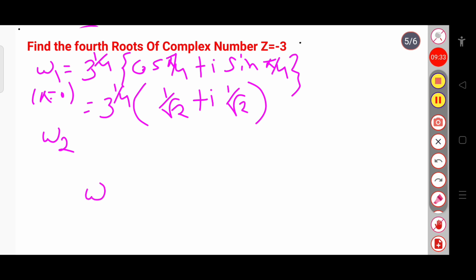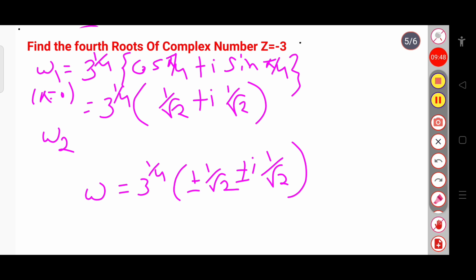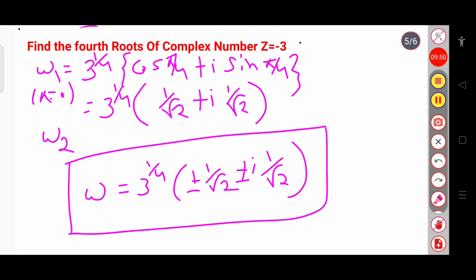So w will be equal to 3 power 1 by 4 whole into plus or minus 1 by root 2, again plus or minus iota 1 by root 2. So you can calculate this. 1 by root 2 plus iota 1 by root 2, again minus 1 by root 2, minus 1 by root 2, and so on. You can calculate by yourself. This is the simplest way to calculate the roots of a complex number.